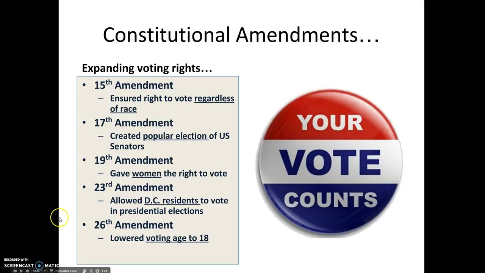And the 26th Amendment is the last one so far, and this has had the effect of lowering the voting age from 21 years old to 18 years old.